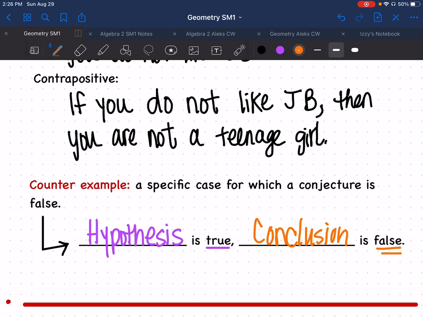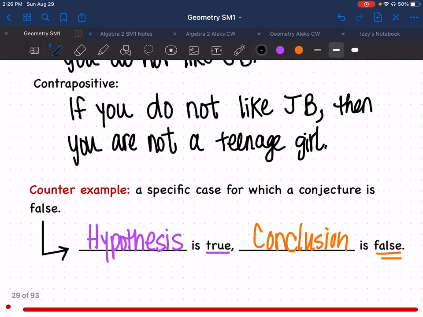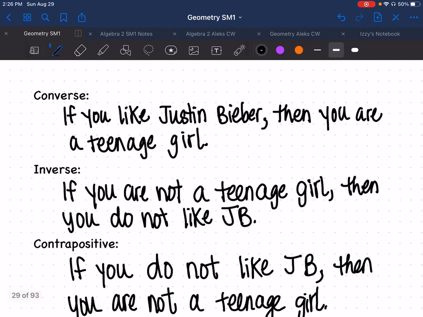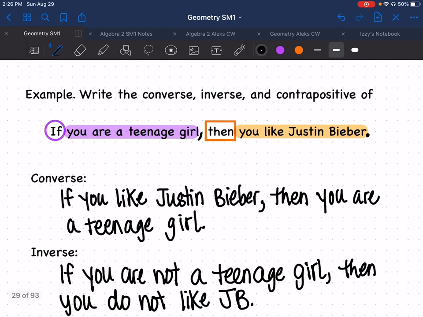Okay, it's very tricky. Okay, let's go back up and look at our parts about Justin Bieber. Okay, so if we start out with the very beginning, if you are a teenage girl, you have to stay a teenage girl, then you like Justin Bieber. Well, that's very simple. I could probably find a teenage girl that does not like Justin Bieber, and she is my counterexample. Okay. All right.